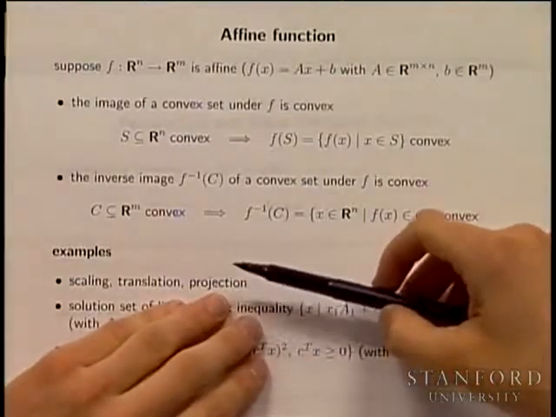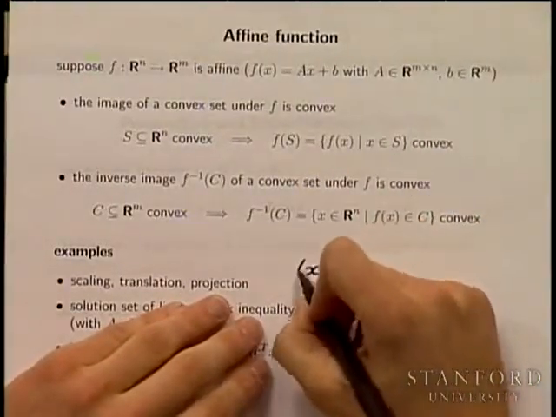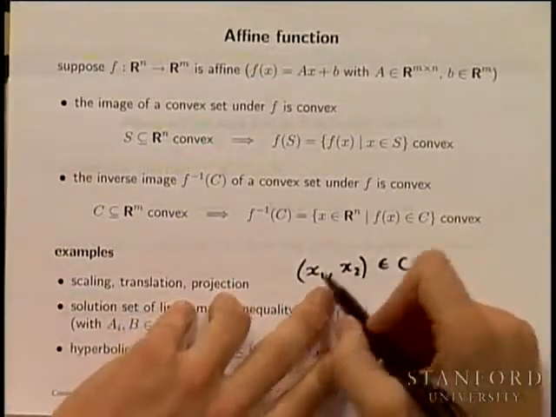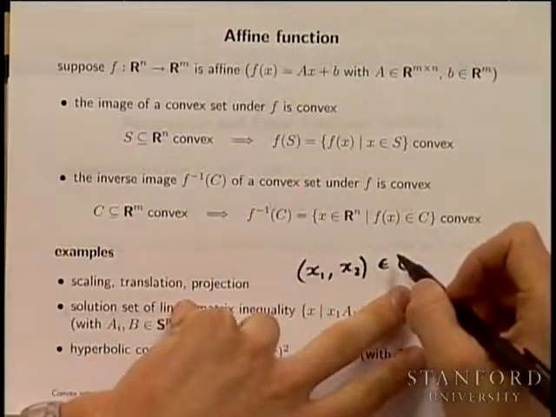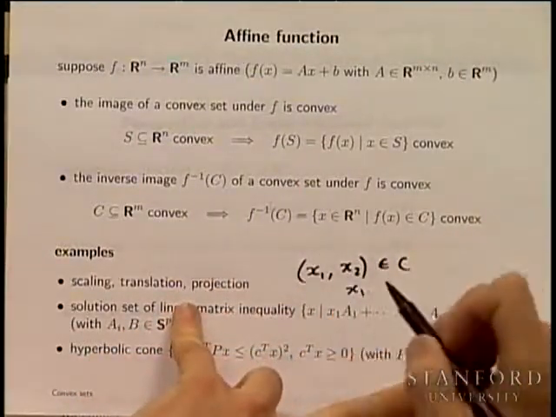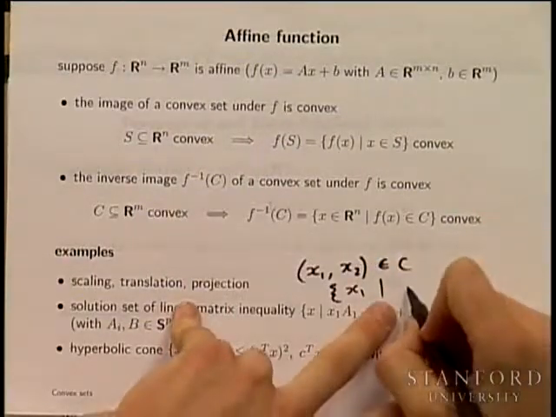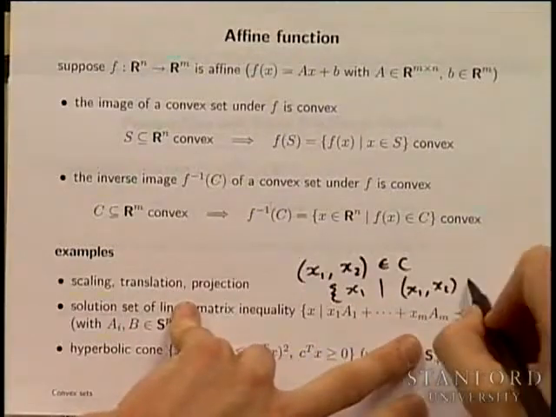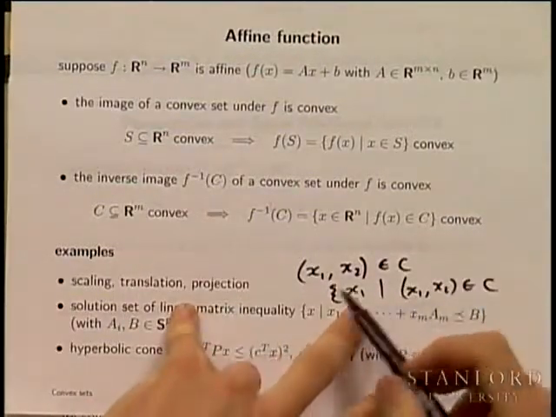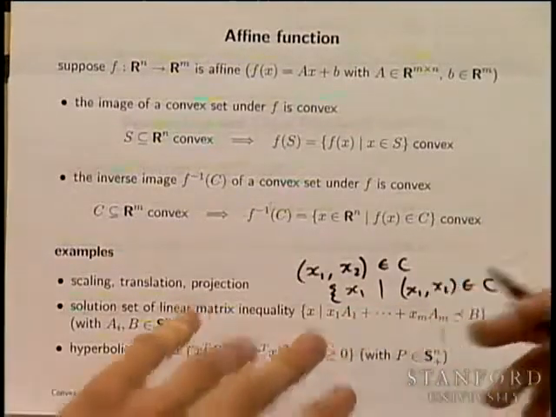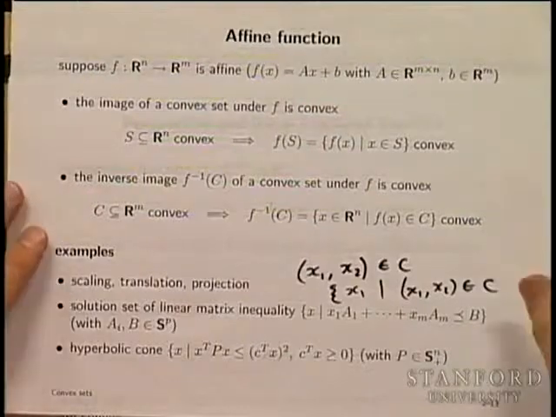But we're more interested in this anyway. So here's some simple examples. Now, projection could be really simple. We might have a set x1, x2 that we're in C. This might be a point in a convex set C. And if this is convex, then the set of x1, given that for some x2, the set of just the x1s will also be a convex set. That's just a very simple projection.